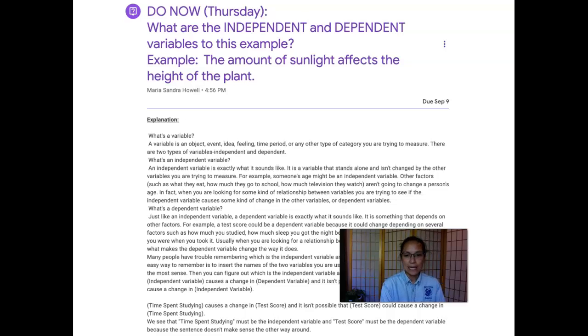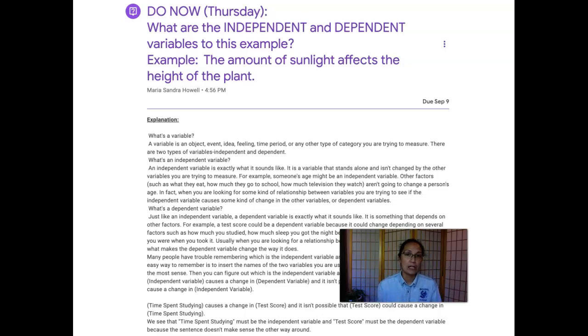This Do Now assignment is all about variables. And we do variables with this sign language. This is variables. Again, variables. And we are now going to learn about independent variables and dependent variables.